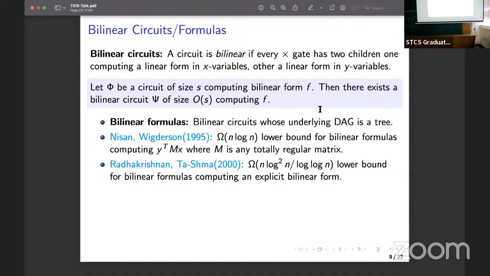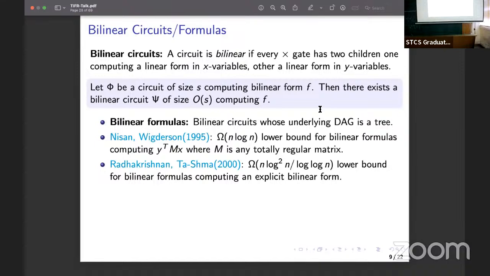Nisan and Peterson showed that you can get superlinear lower bounds for bilinear formulas computing y transpose Mx, where M is asymptotically regular. This has been improved from n log n to n log squared n by log log n by Radhakrishnan and Kashmir. So that's the status for bilinear formulas.